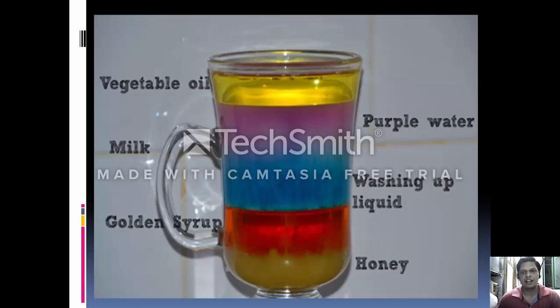If you see this another example, these are the liquids. First, if you pour the honey and then golden syrup, washing up liquid, milk and then purple water, vegetable oil. By observing this image, you can say that honey is denser than these oils.